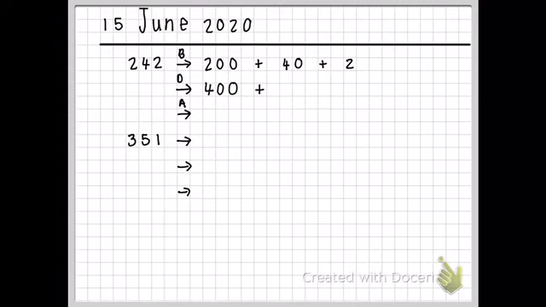Double this number by itself. 40 plus 40, or 40 times 2 is 80. Okay, and then 2 plus 2 is 4. Now I'm going to add them all together. 400 plus 80 is 480 plus 4 is 484. There's my answer.